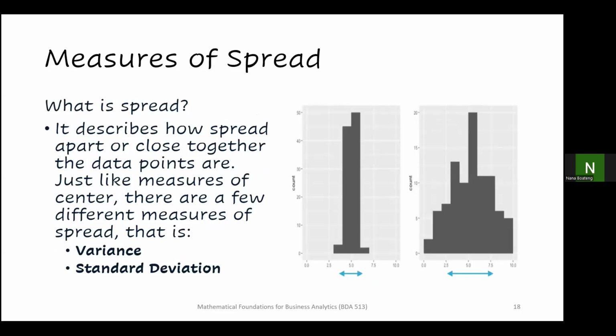All right. Let's look at the spread of data. So we've looked at the measure of center. Let's look at the spread of data. It describes how spread apart or close together data points are. So you see the first diagram, they are very compact together, okay? So here they are very close to each other. However, the second diagram on your right, you see that it is much more spread apart, okay?